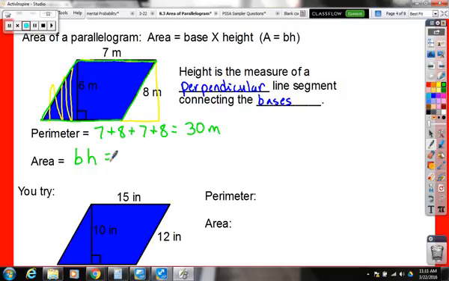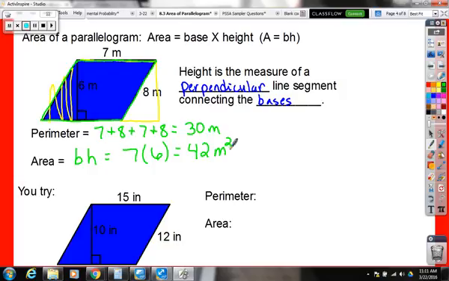Good. But Sophia has hit on it. This line needs to be perpendicular to the bases. So since it's perpendicular to the side that's 7 meters, that's the side we have to use. So our base is 7 meters. The perpendicular line is 6 meters. So we have 42 square meters. So if we cut the piece off that parallelogram, we turned it into a rectangle and filled it up with our little 1 meter squares, we're gonna have 42 of them.